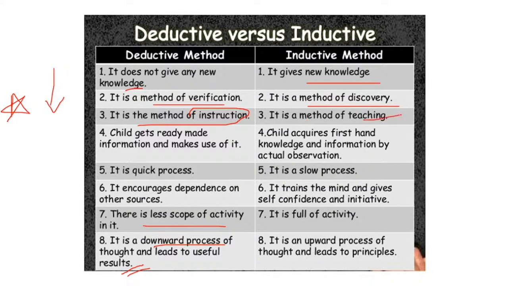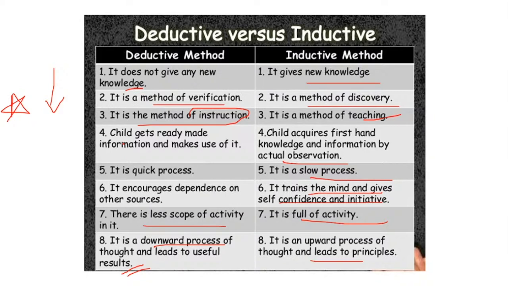Okay, so where a teacher teaches and helps the child to apply the knowledge to something in order to discover something new. So here the child acquires first-hand knowledge and information by actual observation, by coming to it in a realistic situation. Though the process is a little bit slow, because a lot of thinking, investigation and brainstorming is required when you come up with an inductive method. So it trains the mind, as I said, and gives self-confidence and initiative. It is full of activity because actual hands-on experience is required here, and it is an upward process that leads to principle.